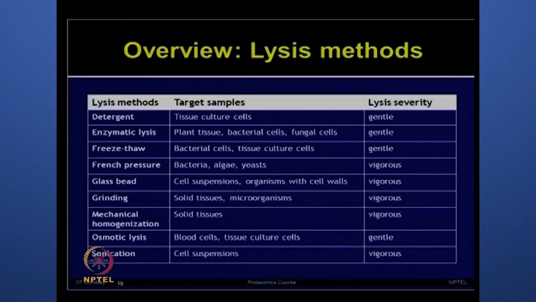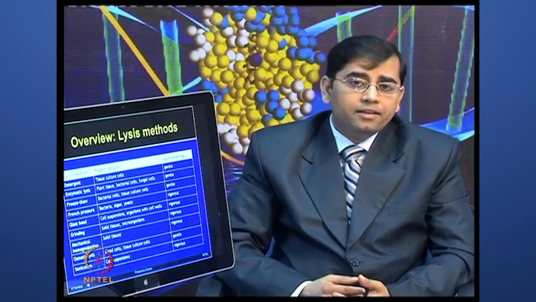So, now I will give you an overview of lysis methods. We have talked about all of these methods briefly. I am giving you an overview now. One can use detergents if your target sample is tissue culture cells. This is going to provide a gentle lysis method. Enzymatic lysis can be used for plant tissues, bacterial cells, fungal cells, etc. This is again a gentle lysis method. Freeze thawing can be used for bacterial cells or cultured cells, and this is again a gentle lysis method. French pressure is often applied on bacteria, algae, yeast. This is a vigorous lysis method.